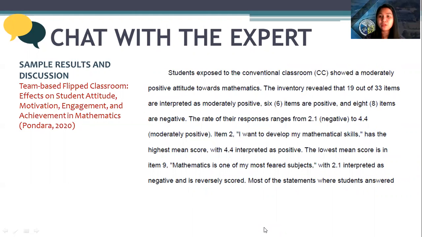Students exposed to conventional classroom showed a moderately positive attitude towards mathematics. And your explanation for the whole table will be in the next one. Again: introduction, tabular data, the textual explanation of the tabular data, followed by a study or a theory that supports.